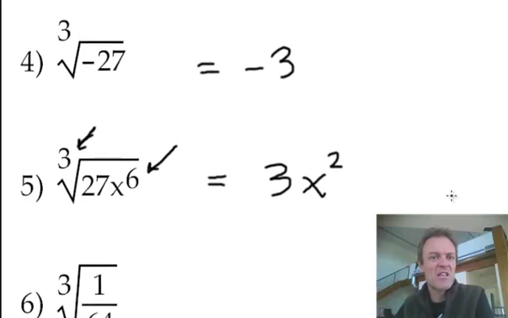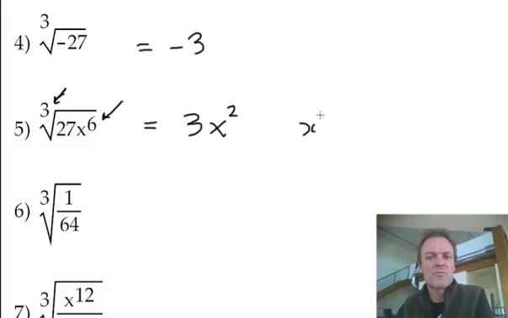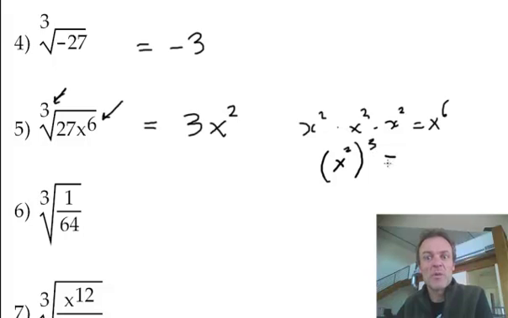Honestly, that's what it is. Because think about it. x2 cubed, so x2 times x2 times x2. You add exponents, it's x6, okay? Or you can do it backwards. What's x squared all cubed? Well, this is where you multiply the exponents. That's x6. So either way, just remember that, okay? The cube root of x6 is x squared.